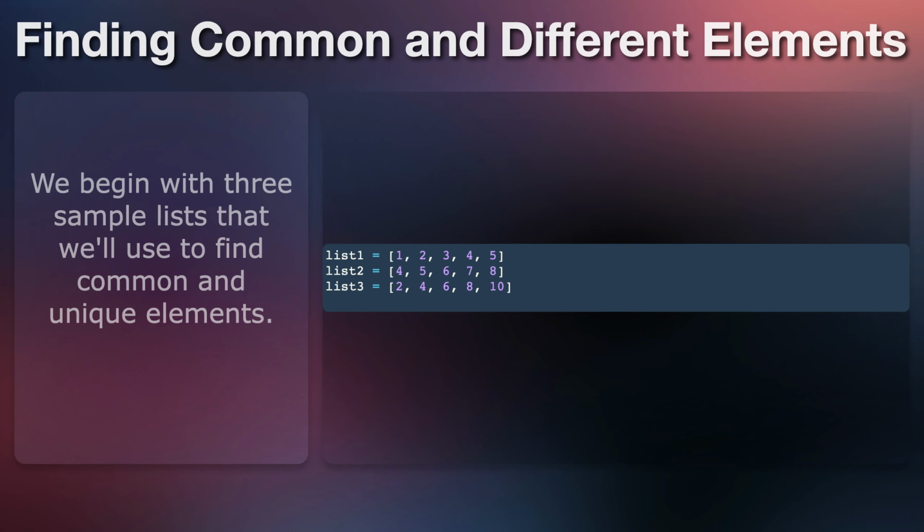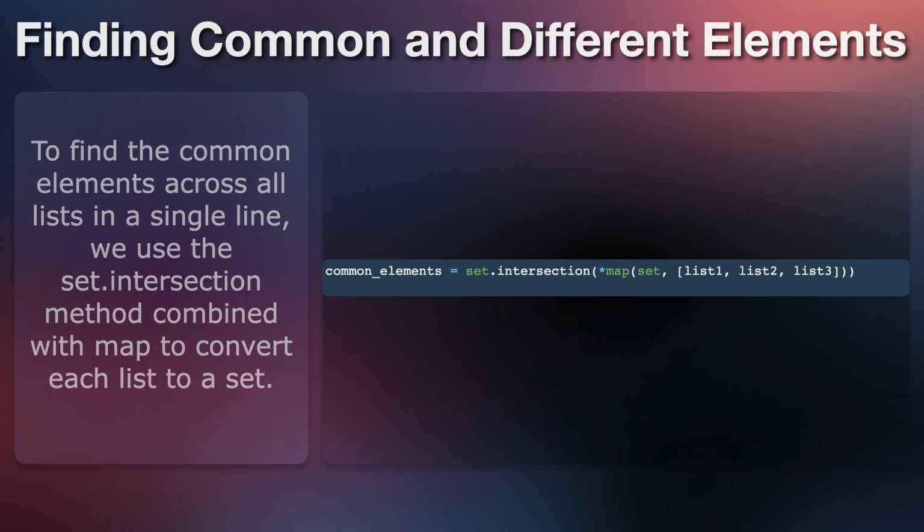We begin with 3 sample lists that we'll use to find common and unique elements. To find the common elements across all lists in a single line, we use the set.intersection method combined with map to convert each list to a set.